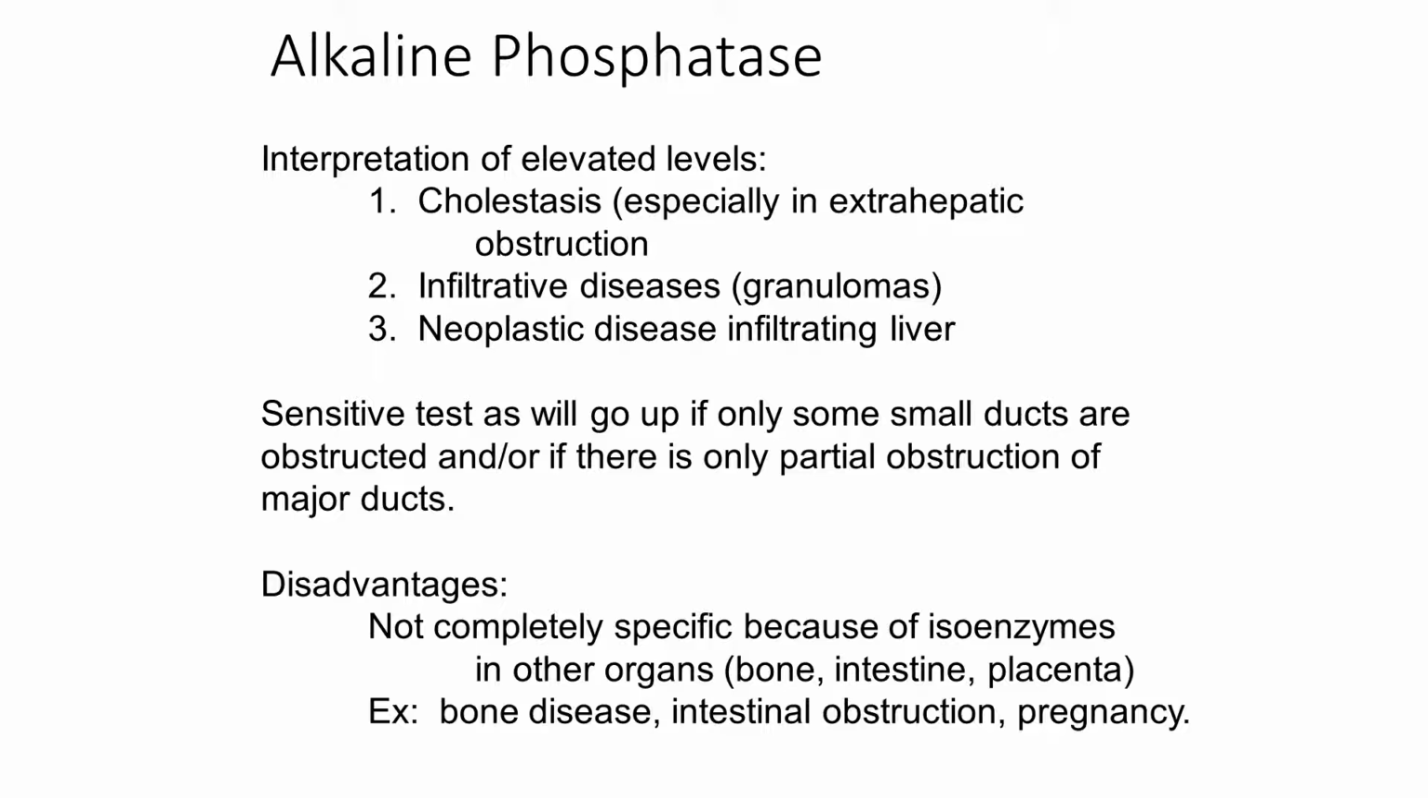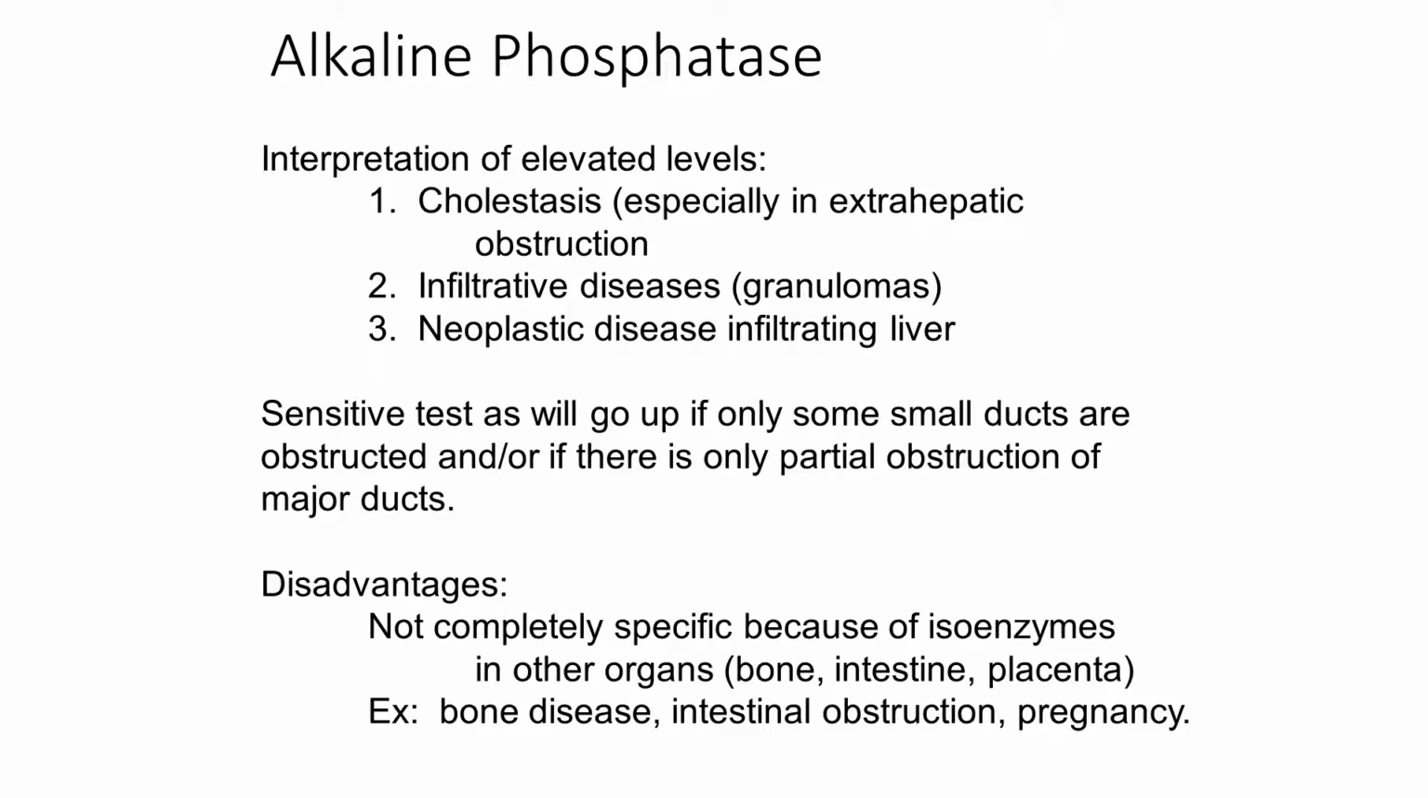Sensitive test will go up if only some small ducts are obstructed. So this is a sensitive test. Even though only some small ducts are obstructed, your alkaline phos will be elevated, even if there's only partial obstruction of the major ducts.